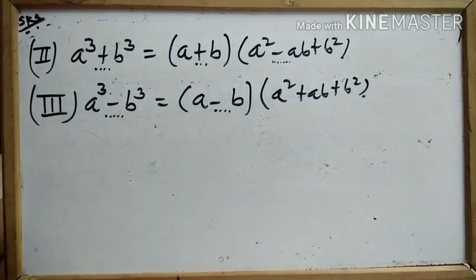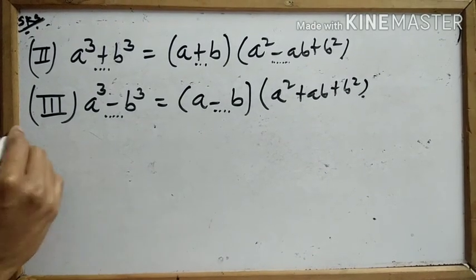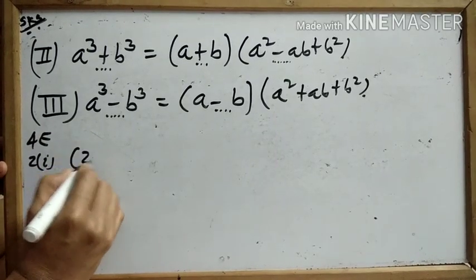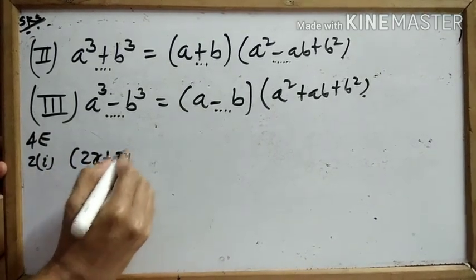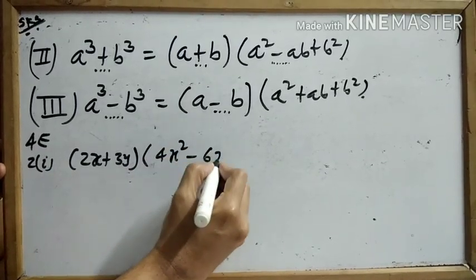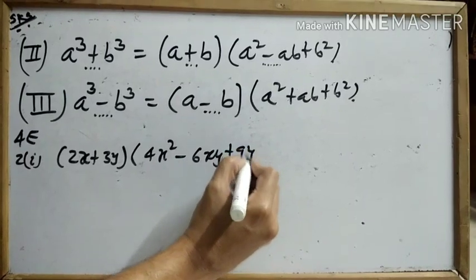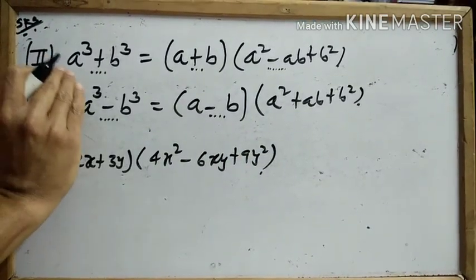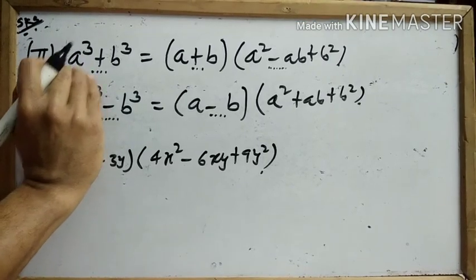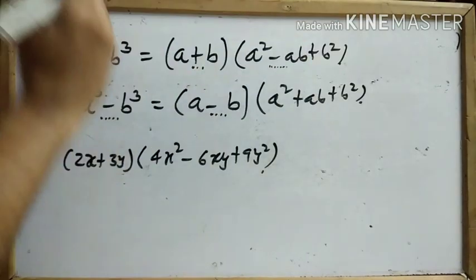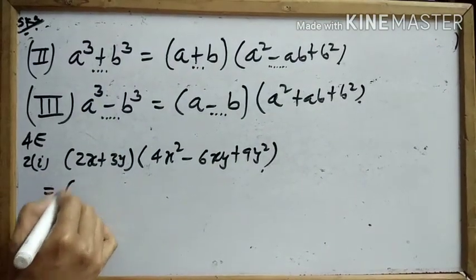And connected to this, we are having one question from exercise 4E, question 2, sub question 1. It states that (2x plus 3y) into another bracket (4x square minus 6xy plus 9y square). My dear friends, if you observe this carefully, in this identity we went from left to right. This time we are going to apply the identity from right to left. What I am going to do, you observe this very carefully.